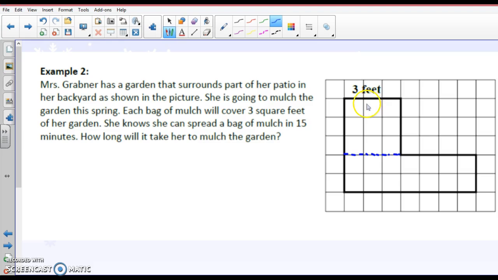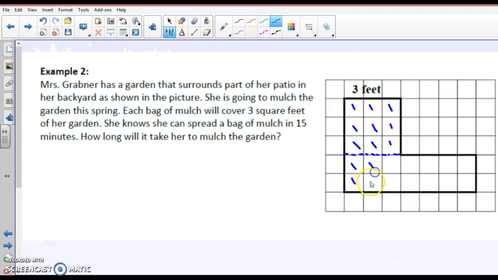What is each one of these boxes? What does it represent? Yeah, this is 3 feet, so each one of these is 3 feet, or a foot. What is one of these squares? That's a square foot. So could I just count the square feet of this garden if I wanted to? 1, 2, 3, 4, 5, 6, 7, 8, 9. Or this one I could have done 3 times 3 is 9.